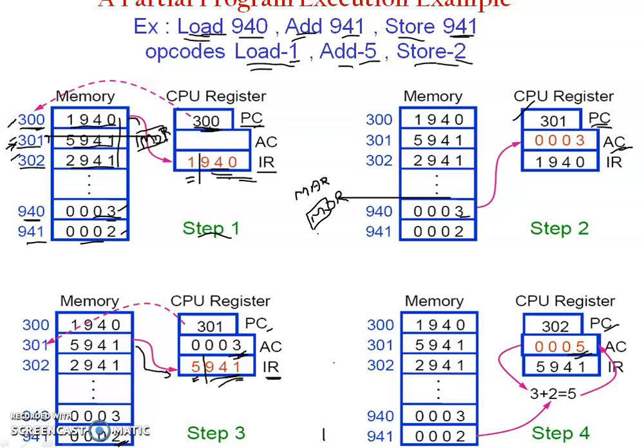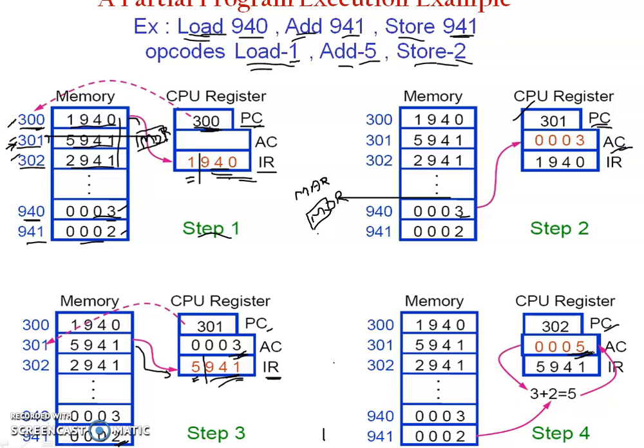will be added, and the result, where it needs to be stored, again needs to be stored in the memory location. But before that, the updated result after addition will be stored in the AC, that is the accumulator. Okay, after addition the result will be stored in the accumulator, that is 5.